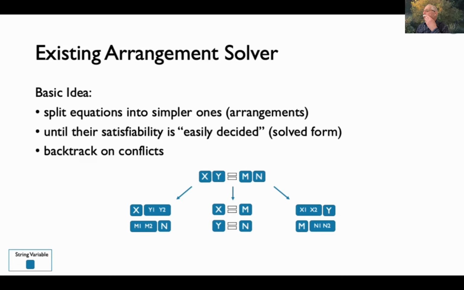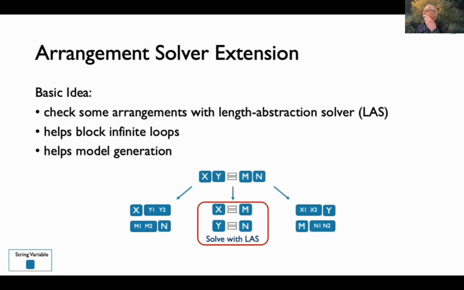We would then explore each of these branches recursively until we found one to be satisfiable, or we were able to reject all branches. The idea of the extension is then to combine this arrangement solver search with the length abstraction solver that we saw before. Specifically, there are some cases where arrangement generation can go into an infinite loop, so we interrupt that and call the length abstraction solver on those arrangements. Second, when some arrangement is found to be satisfiable, the character solving approach of the length abstraction solver turns out to be good for model construction at that point. So you can read a lot more about this in our paper, but that's all that I want to talk about the arrangement solver extension at this point.